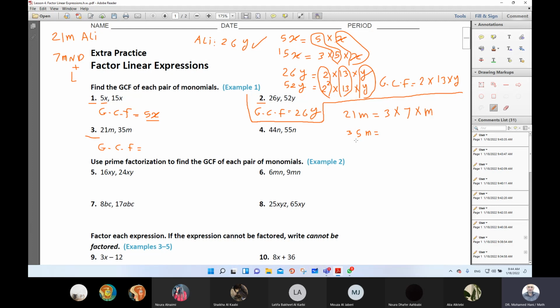Then take the second monomial and find the factors of 35. 35 means 5 times 7 times M. Then the common factor, as you see, we have 7. The common factors will be 7 and M. So the GCF equals 7M. So this is true for Noura and Latifa. Thank you all. Great work. Try number 4, please. Then tell me your answer.